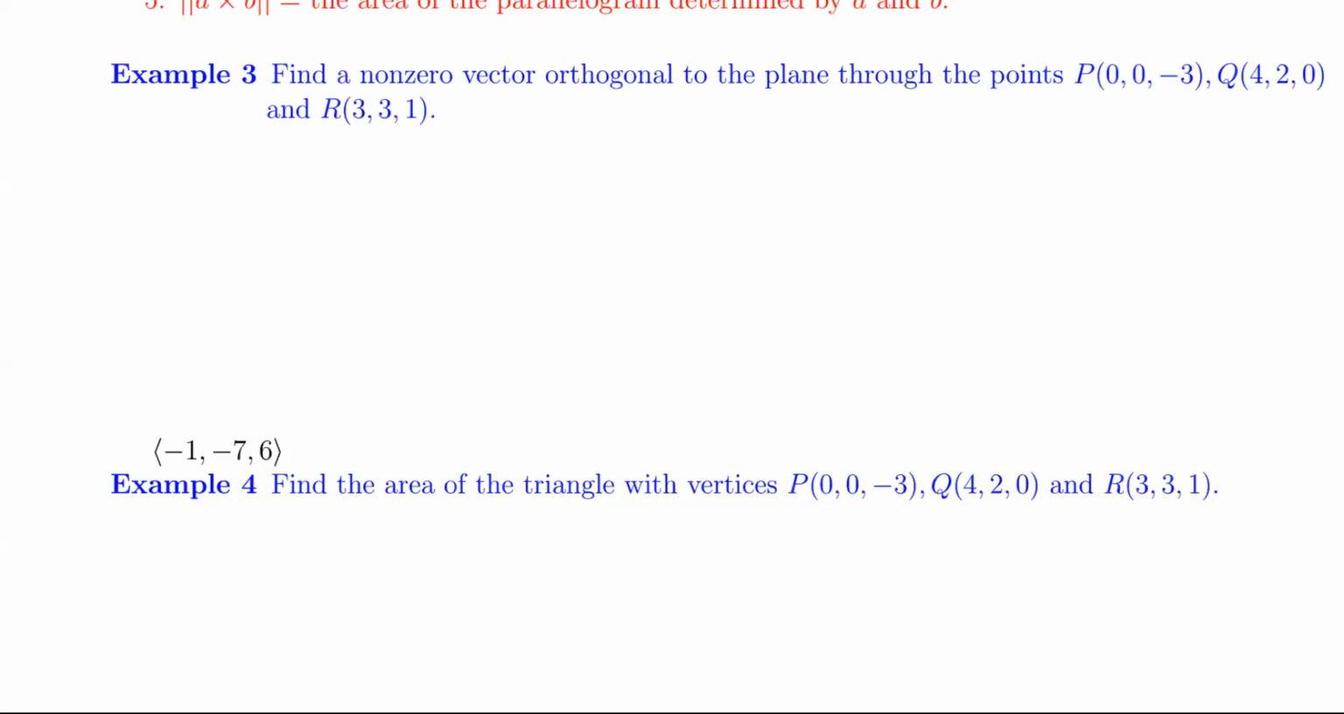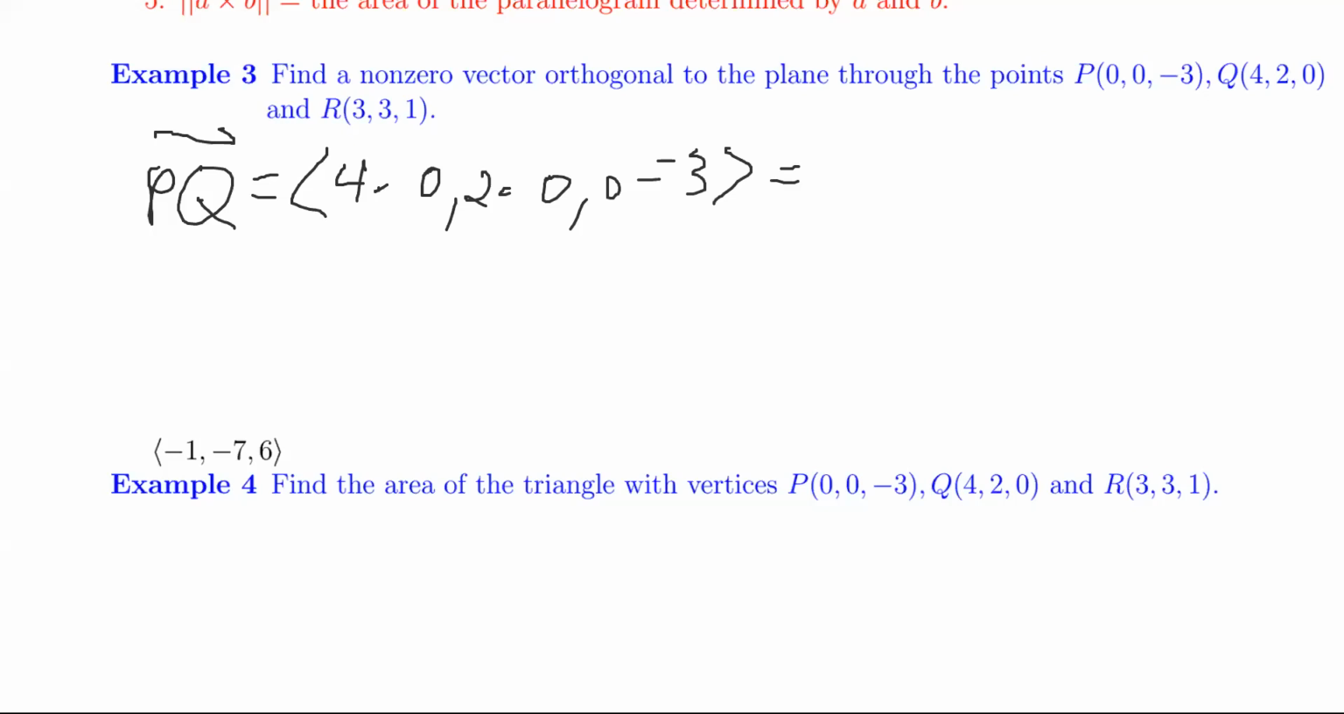So if the points P and Q are in a plane, then the vector PQ is also in that plane. So what is the vector PQ? Well, that is 4 minus 0 in the first coordinate, 2 minus 0 in the second coordinate, and 0 minus negative 3 in the third coordinate. So this is the vector 4, 2, 3.